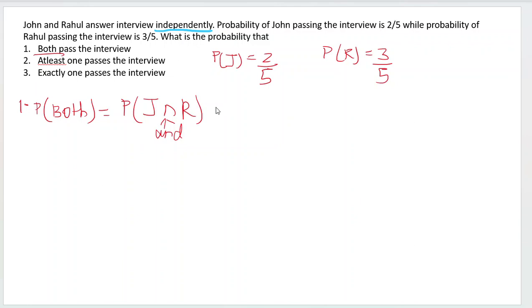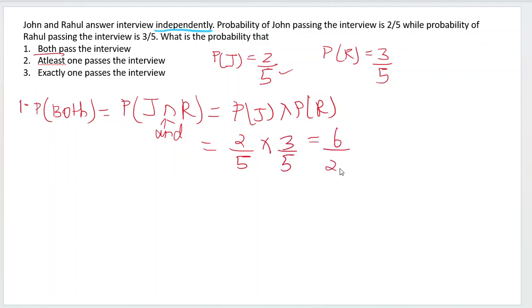So using this formula, it is P of J multiplied by P of R. So P of J is nothing but 2 by 5 over here, and P of R is 3 by 5. So we get the answer as 6 upon 25. 3 twos are 6, 5 fives are 25.